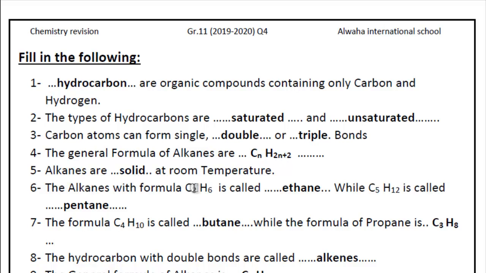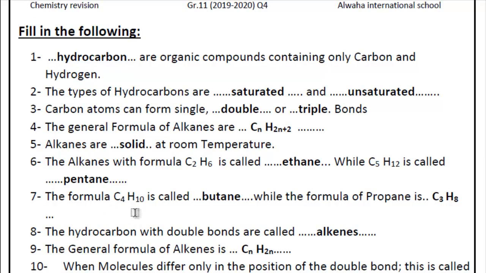Alkanes are solid at room temperature. The alkane with formula C2H6, C2, so this will be eth, and this is an alkane, so it will be ethane. And C5H12 will be pentane. The formula C4H10 is called butane.